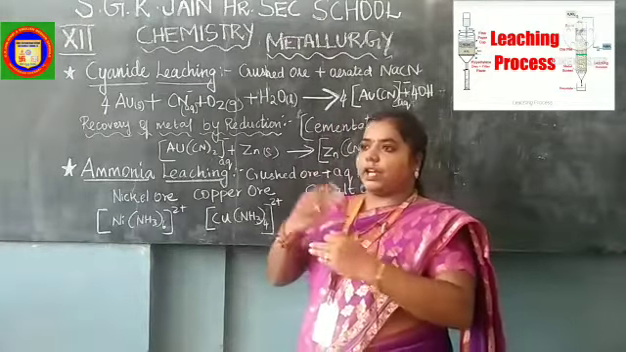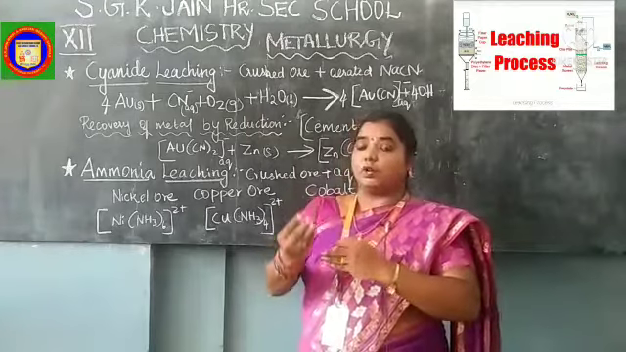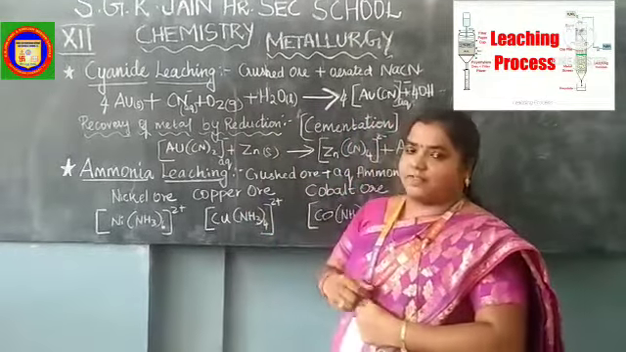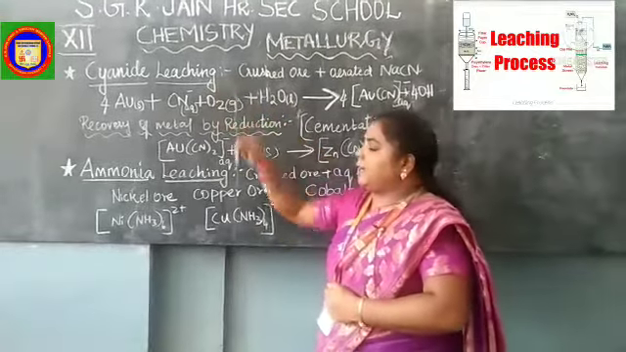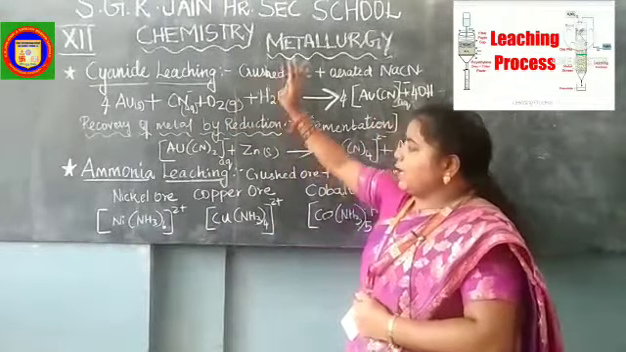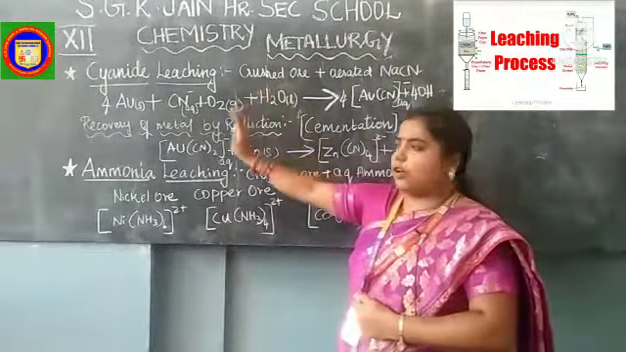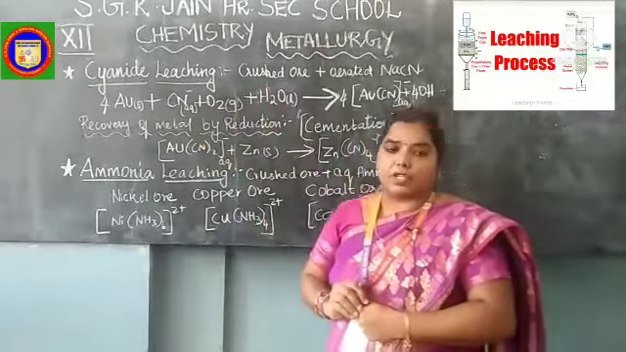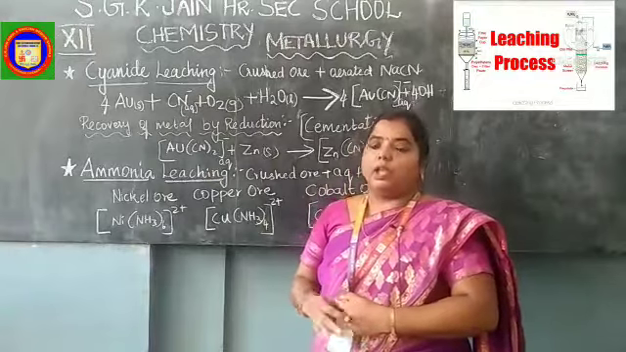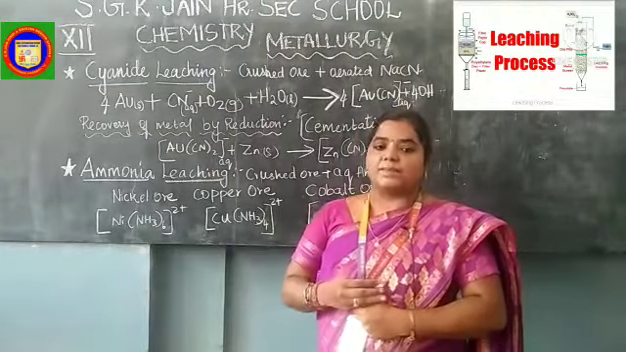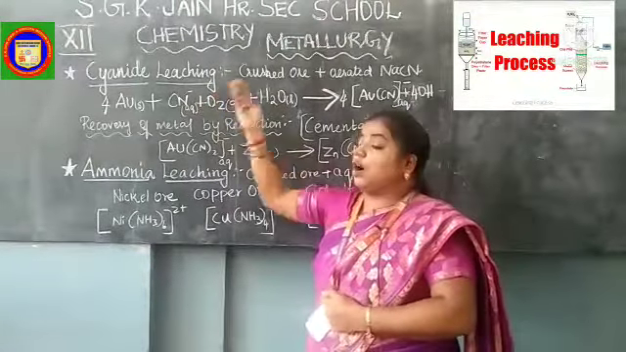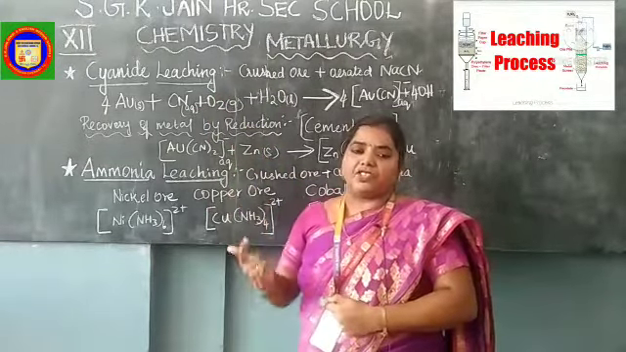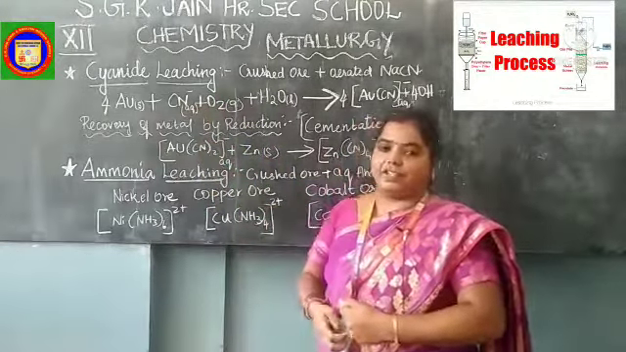Before getting to the substance, before getting to the process, we can get a clear idea from the name itself. So let's see the cyanide leaching. This leaching is suitable for the extraction of gold. It is a very important question: extraction of gold. In one word, we can extract gold by this type of leaching, so we can say it is cyanide leaching.